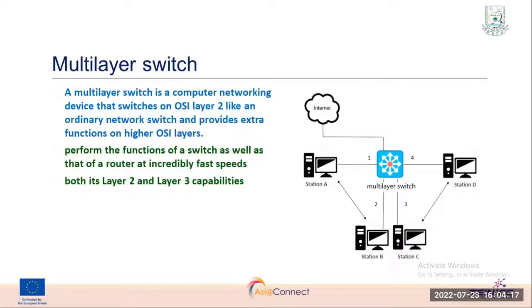Multilayer switch is another type. A multilayer switch is a computer networking device that switches on the OSI layer like an ordinary network switch and provides extra functions on higher OSI layers. It performs the functions of a switch as well as that of a router at an incredibly faster speed, with both layer 2 and layer 3 capabilities. Here is a multilayer switch connected with the internet and also connected with different stations.